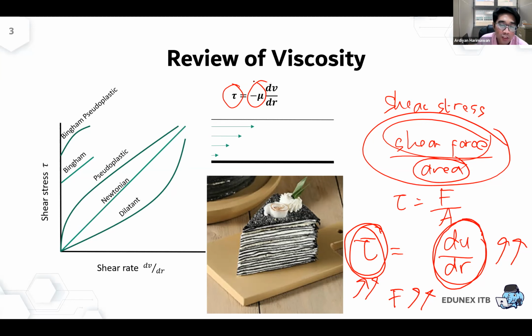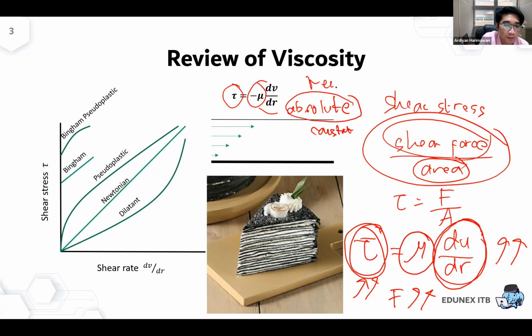it means when you increase the force 2 times, or if you increase the shear stress 2 times, then the velocity gradient also increases 2 times, it means it's linear. Or if you increase 3 times, 4 times, 5 times, and so on, if it's linear, then you will have the value of the absolute viscosity, and it's constant. This is for Newtonian.